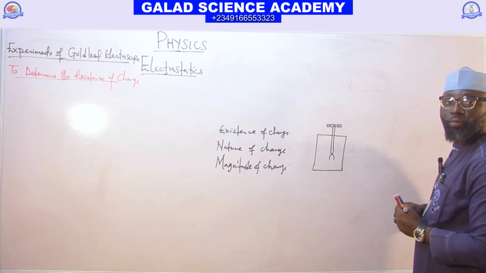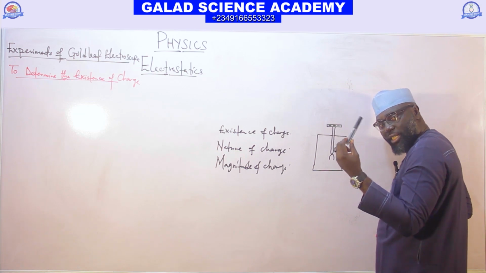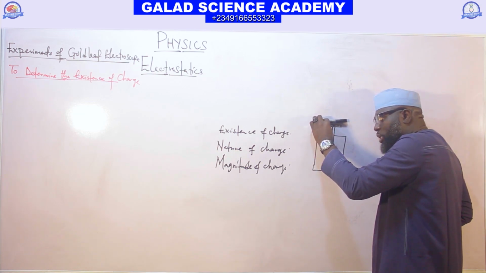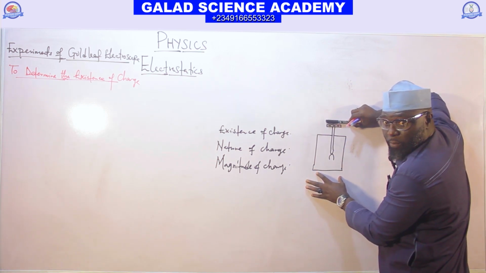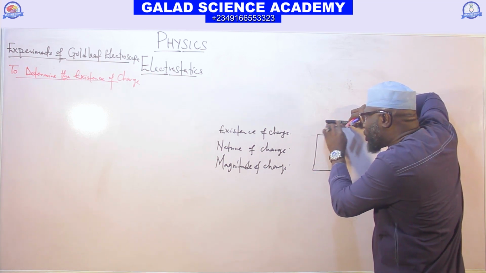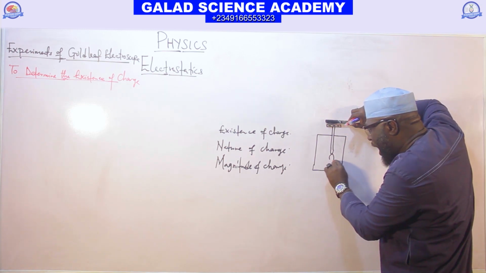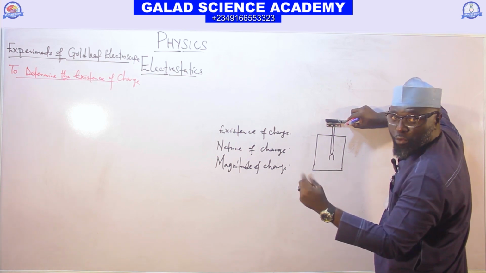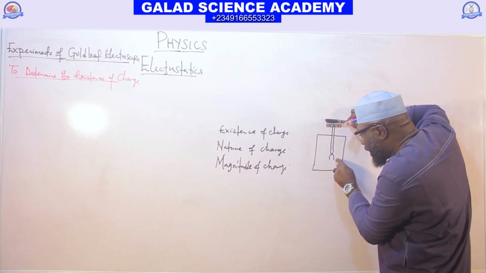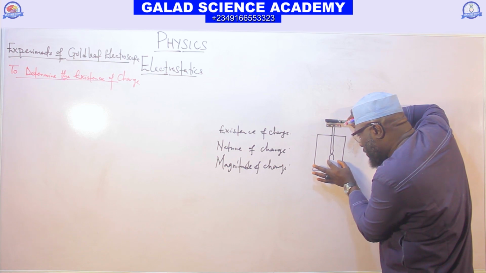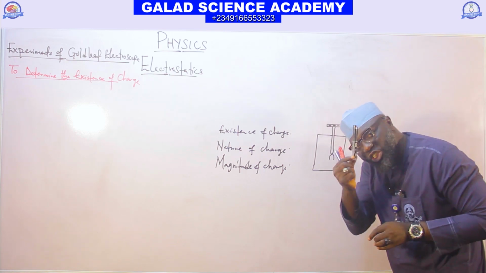And I want to confirm whether this marker is a charged body. If I place the marker on top of this brass of gold leaf electroscope, if this marker contains charge, either positive charge or negative charge, the two leaves we have here will move. If the leaf inside the electroscope moves, either by converging or by diverging, it tells us that this marker contains charge.